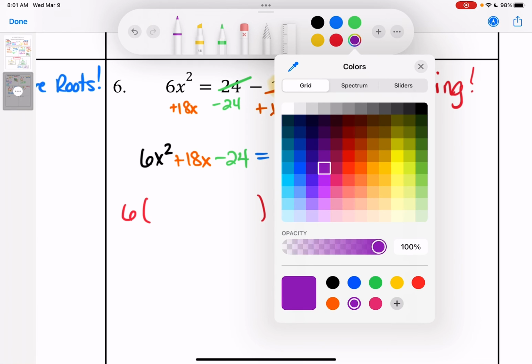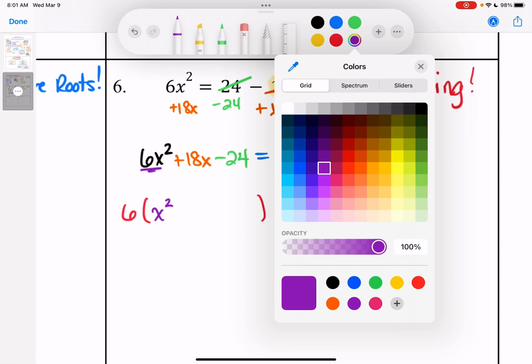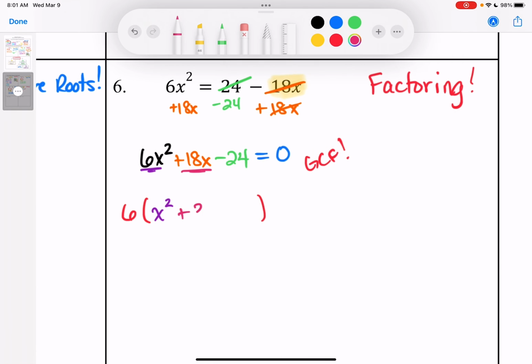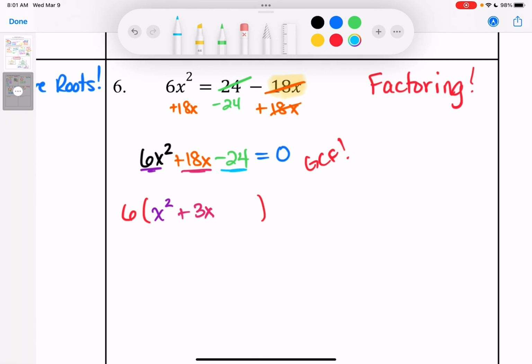let's see, in my first term here, I would have x squared, plus 3x, minus 4. And I still have my equal 0, right? Because I still need to solve this. Now, this is a tricky one.